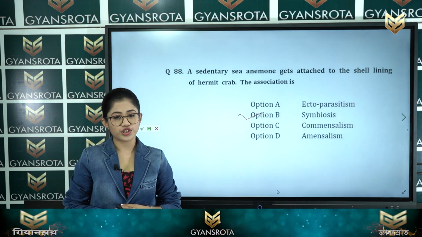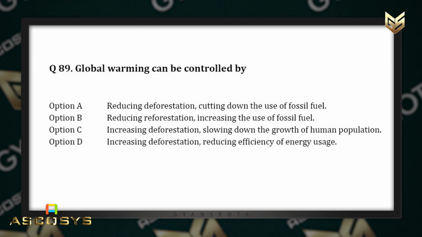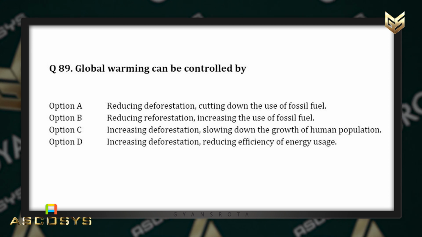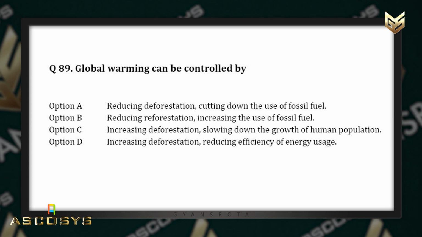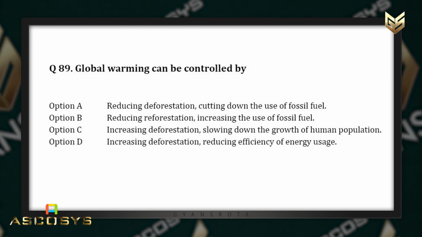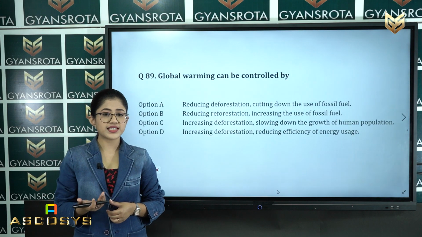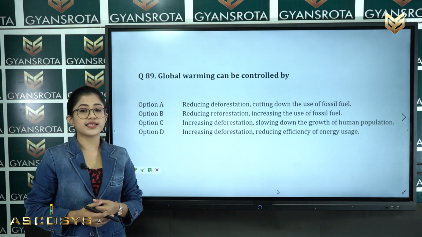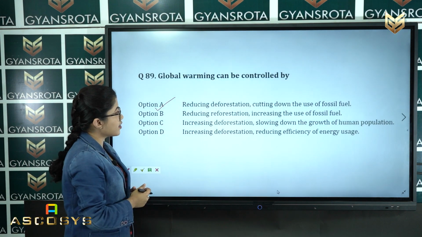Now, let us see the next question, that is question number 89. Global warming can be controlled by option number A, reducing deforestation, cutting down the use of fossil fuel, option number B, reducing reforestation and increasing the use of fossil fuel, option number C, increasing deforestation and slowing down the growth of human population, and option number D, increasing deforestation and reducing efficiency of energy usage. This is a very easy question, student. So, what is the correct answer? Global warming can be controlled by reducing deforestation and cutting down the use of fossil fuel. That is the correct answer. So, option A is the correct answer for this question.